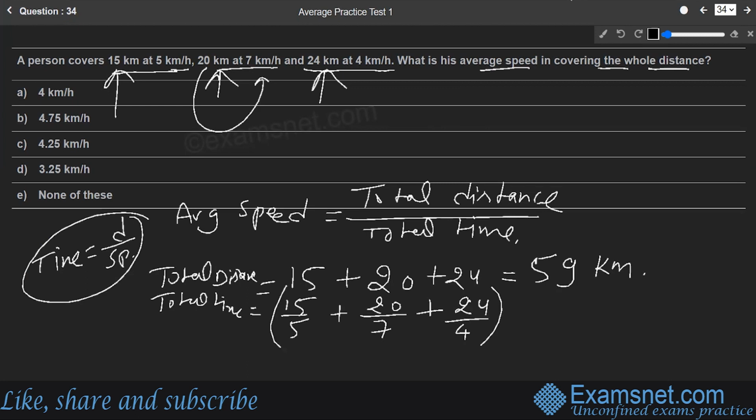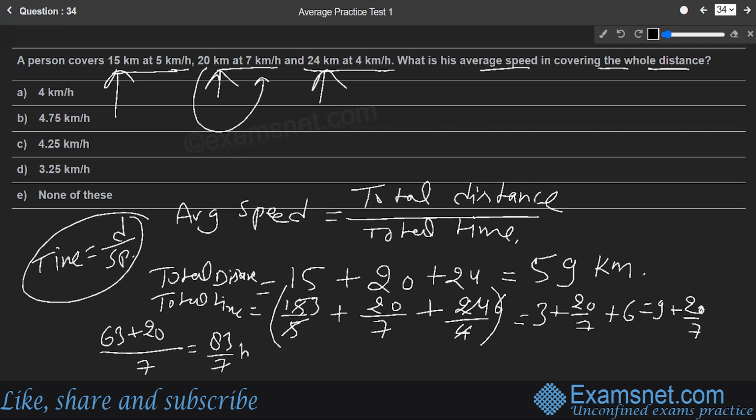Clearly, by cutting the numbers, 5 threes are 15, 7 cannot cut 20, and 4 can cut 24 by 6. So we have 3 plus 20 by 7 plus 6, that is 9 plus 20 by 7. If we solve this, we take 7 as the LCM, so it is 63 plus 20, which is 83 by 7. This is the total time, and the total distance is 59.